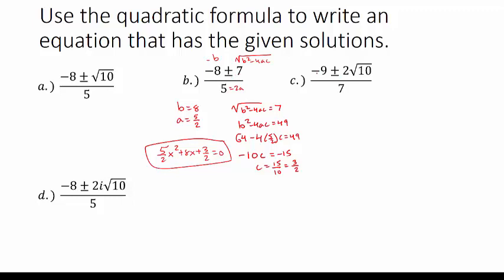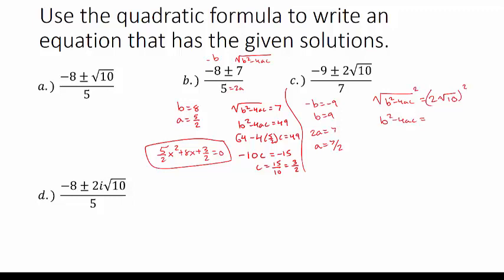All right, letter C is, again, a little bit trickier because of the 2 root 10, but that's okay. So we have negative b equaling negative 9, which means b equals 9. That one's not hard. We know that 2a has to get us 7, which means a is 7 halves. So that one's not too hard either. We know the square root of b squared minus 4ac has to come out to get you to 2 root 10.